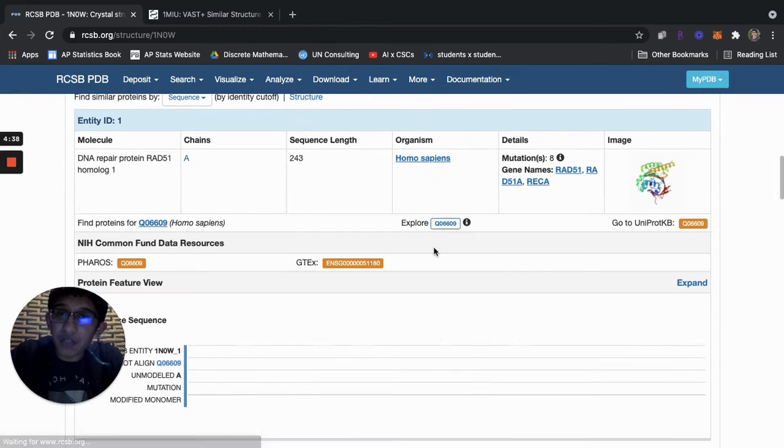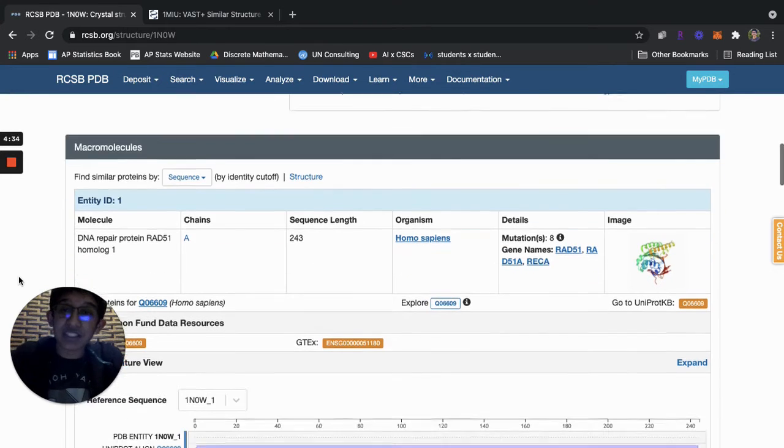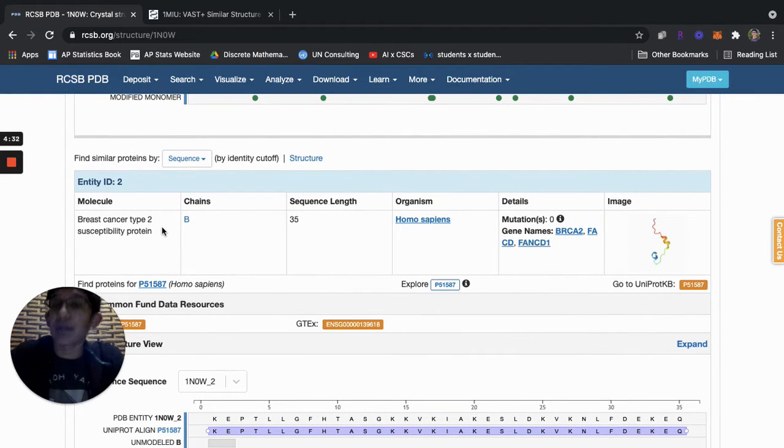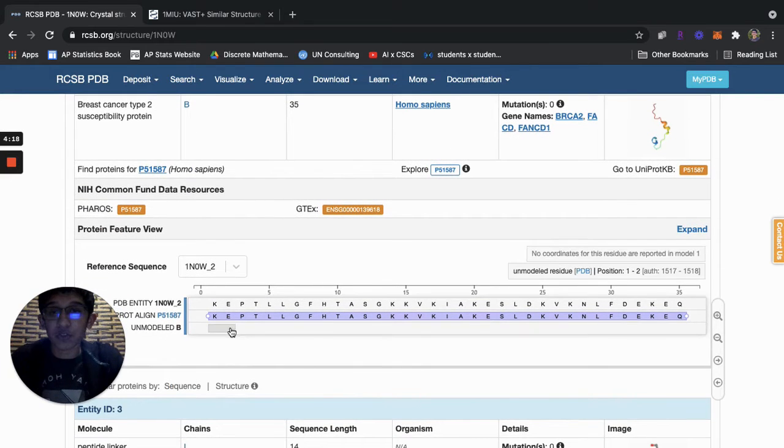If we scroll all the way down to macromolecules, the different macromolecules inside of the protein, we can see that there's a breast cancer type 2 susceptibility protein, which means this is part of the BRCA2 protein. That's really important because we want to know that this is part of breast cancer, which is the specific thing that I want to research. And the really cool thing is we can also look at the specific amino acid code, which allows us to do computational analysis on this.